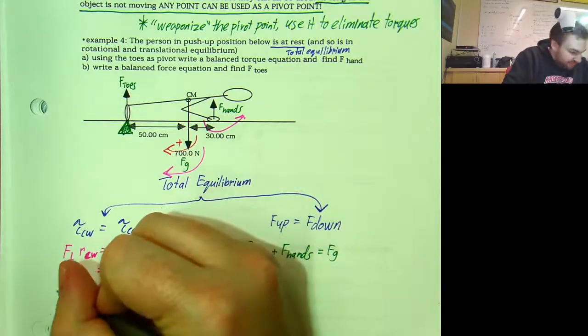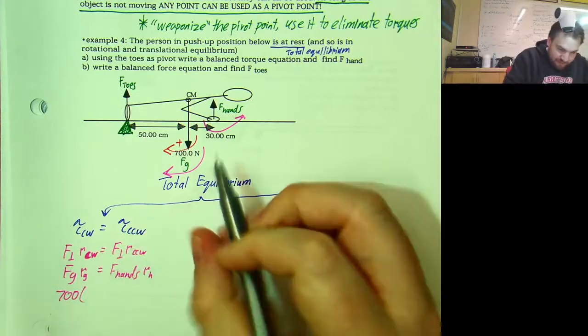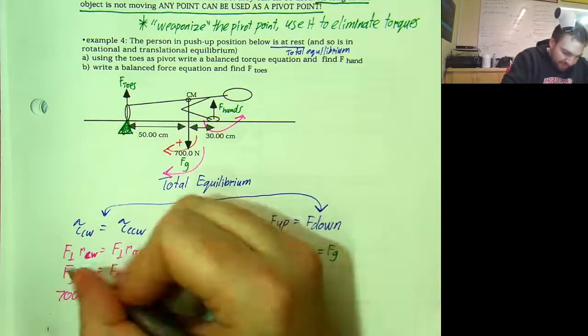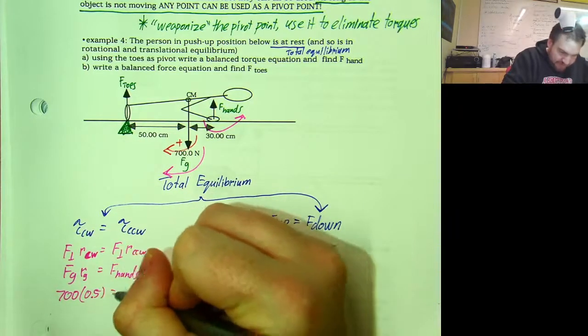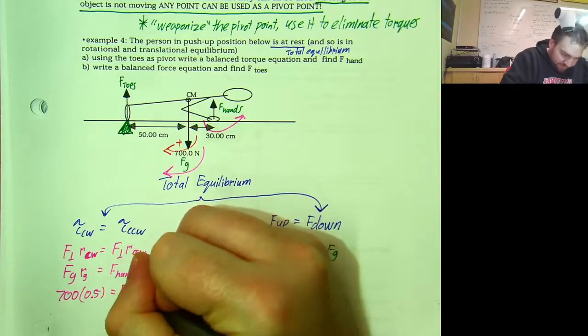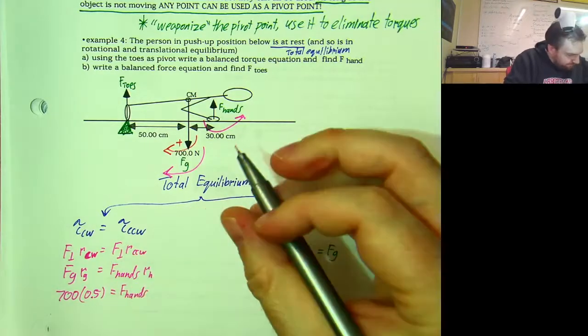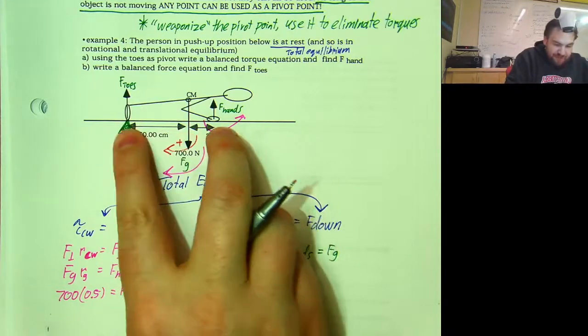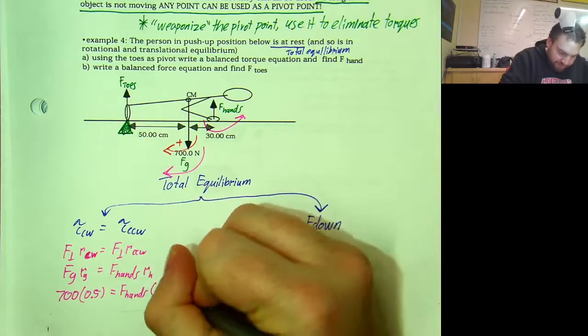So FG is going to be 700 times, now the distance to the pivot is 50 centimeters. We want that in meters. So it's a half a meter, 0.5 meters. That's going to equal F hands times, now that's 50 and that's 30, so that's going to be 80 centimeters, which is 0.8 meters.